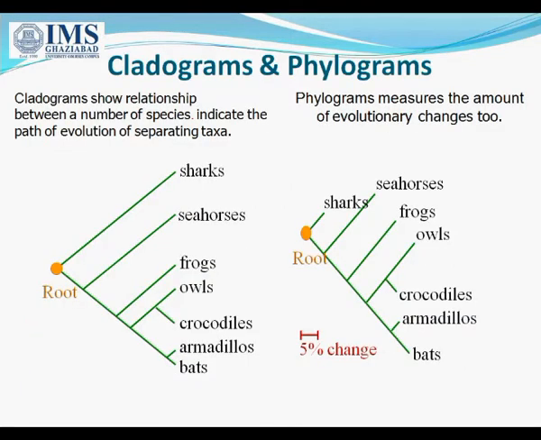Now let's see cladograms and phylograms. A cladogram shows relationships between a number of species and indicates the path of evolution of separating taxa. As we can see here, this is the cladogram. It looks like a rooted unscaled tree, whereas if we look at the phylogram, it measures the amount of evolutionary change too. So it looks like a rooted scaled tree.